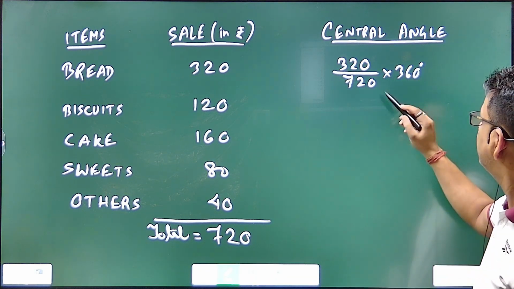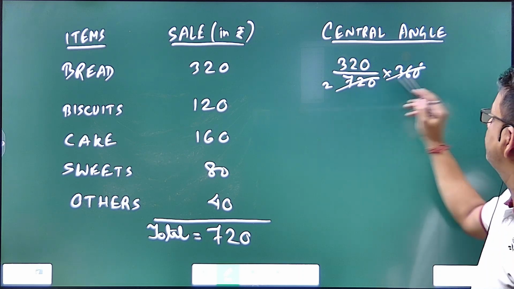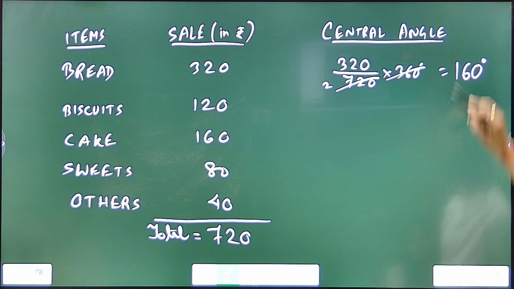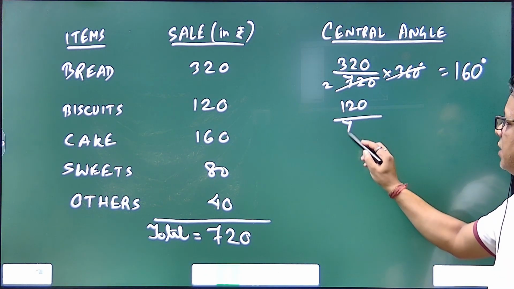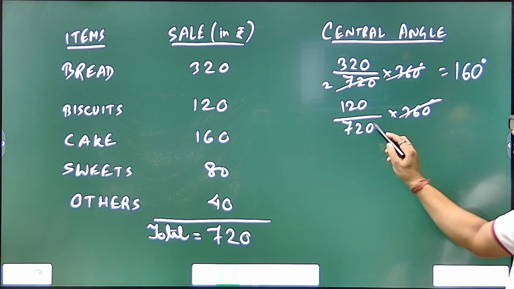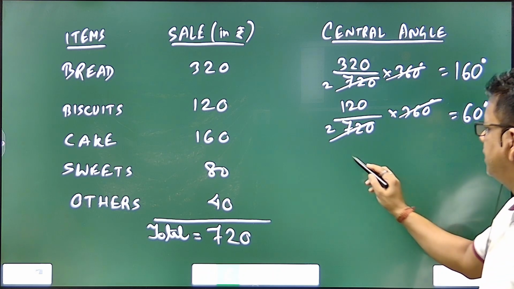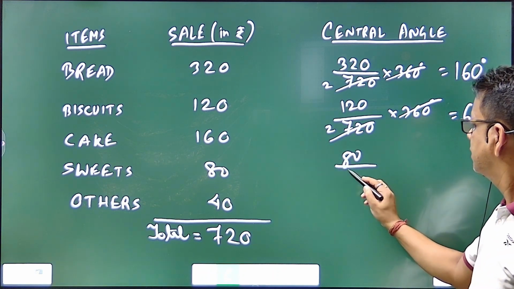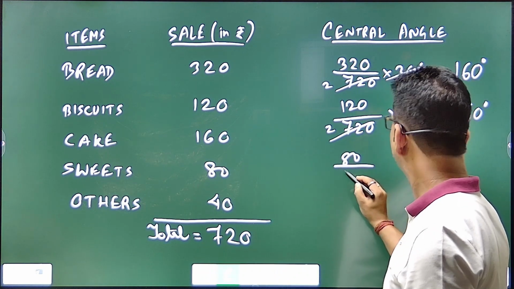So if you do it now, directly, cancel 2 times, okay? By 2 you get 160 degrees, right? Say next, biscuits, what will it be? 120 out of 720 multiplied by 360 degrees. 360 divided by 6, how much will it be? 60? Okay.